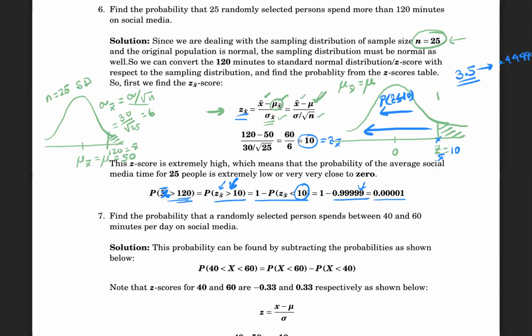Which is, by the way, 0.0001%. So the chance that if you randomly select 25 people, the average time that all of them together spend on social media is more than 120 is extremely small, very small. This number is actually not the true number. The true number would be much lower than this. That is very important.